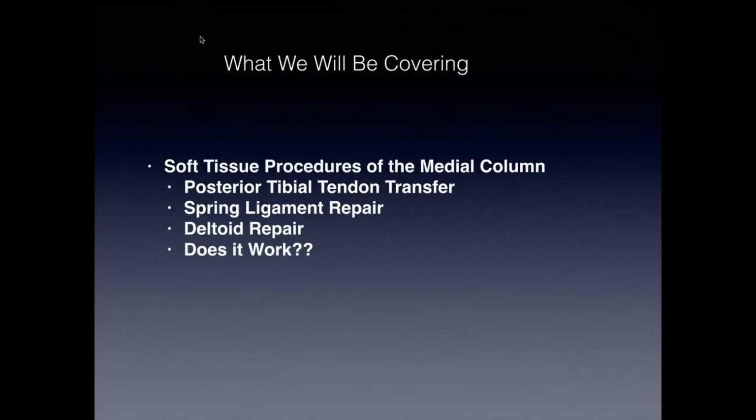So what we'll be covering today are soft tissue procedures of the medial column. The medial column is interesting because historically speaking, we've often talked about fusion of the medial column to address certain deformities. And we're going to address these deformities, but also ask ourselves, is it possible to correct some of these deformities without soft tissue procedures? More importantly, in this lecture, we're going to be discussing the soft tissue procedures for posterior tibial tendon transfers, spring ligament repair, and deltoid repairs. And do they work? And is it possible to have just soft tissue correction for medial column pathology?